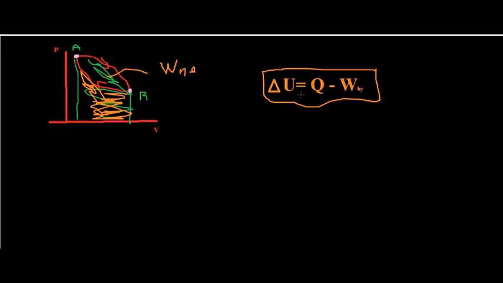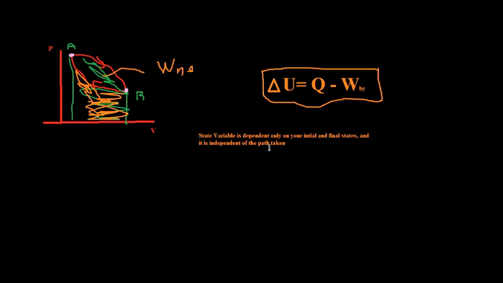Okay, so we got that. Basically, change in internal energy, like gravitational potential energy, is something called a state variable. And a state variable is dependent only on your initial and final states. It's independent of the path taken. So let me write that down, right? This is what a state variable is. It's dependent only on your initial and final states, and it's independent of the path taken. So imagine we have, for example, enthalpy, which we will be defining here.